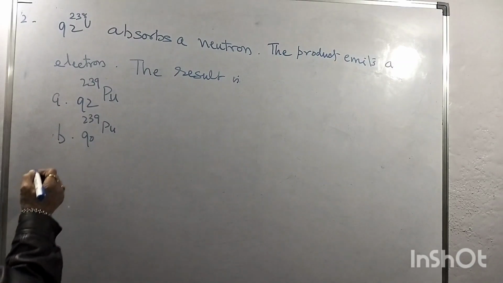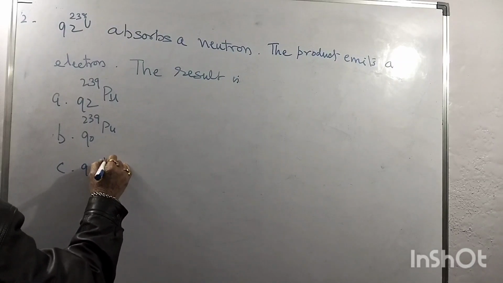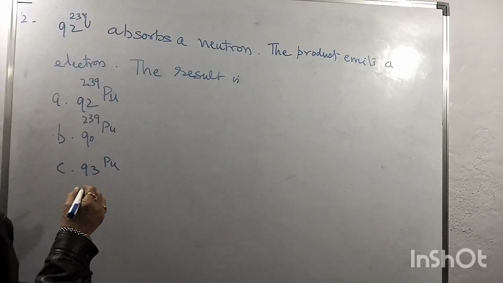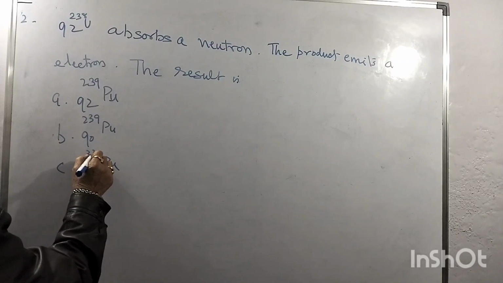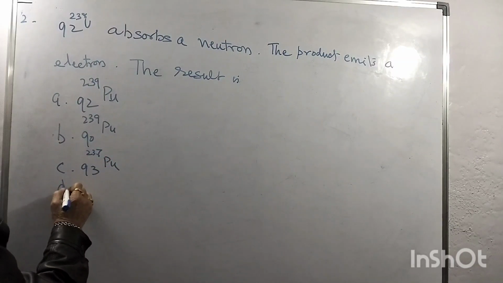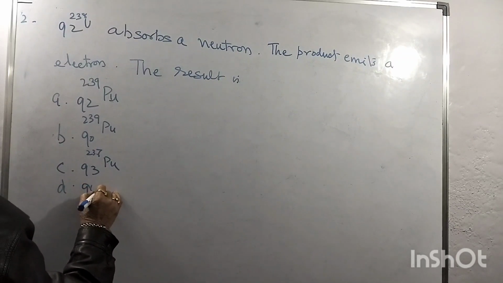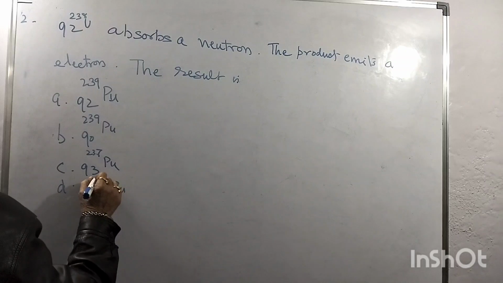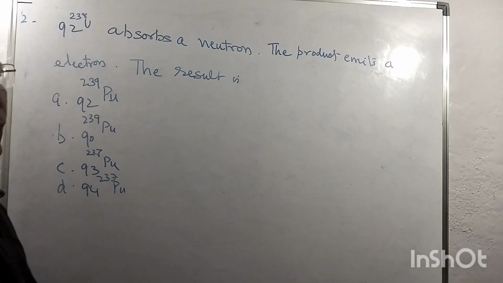C is 93. So which is correct? 93 Pu 237, and D is 94 Pu 237. So this is decaying. How decaying? The product emits an electron. That is beta decay, electron emission.